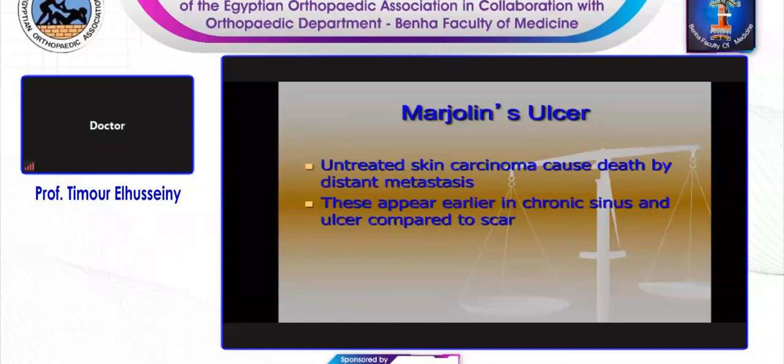We know that the neuropathic foot can sometimes present with problematic chronic scars, or ulcers, or sinuses. The sinus and the ulcer group shows more transformation to Marjolin ulcer as compared to the scar group.